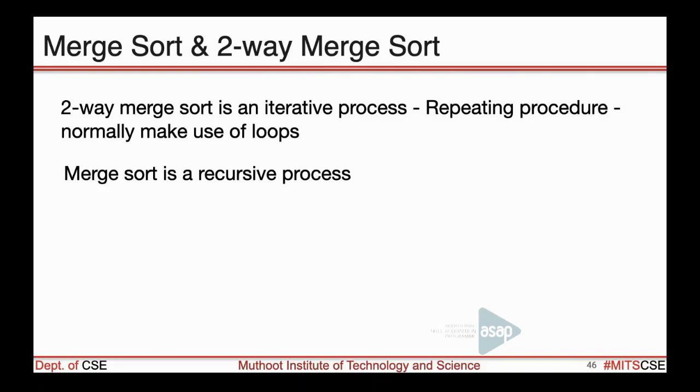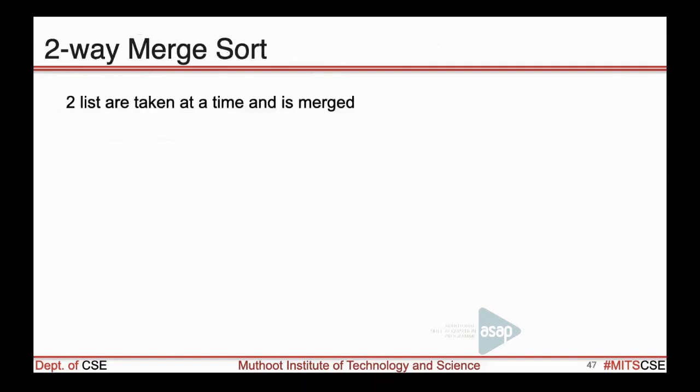2-way merge sort is an iterative process. That is a repeating procedure and it normally makes use of loops. We have seen that now, right? But merge sort is a recursive procedure. So one is an iterative procedure using loops and merge sort is a recursive procedure, because merge sort does the same stuff again and again by the divide and conquer method. So the same function will be called again and again. So it's a recursive process.